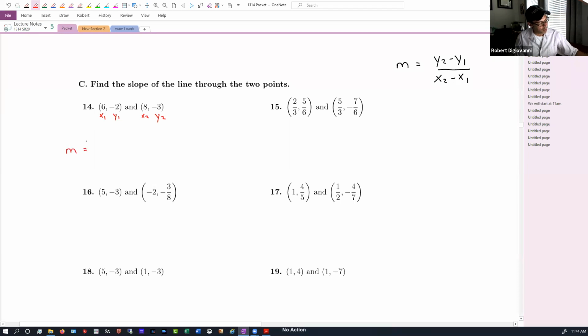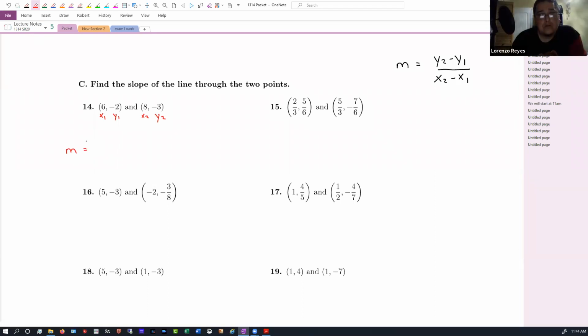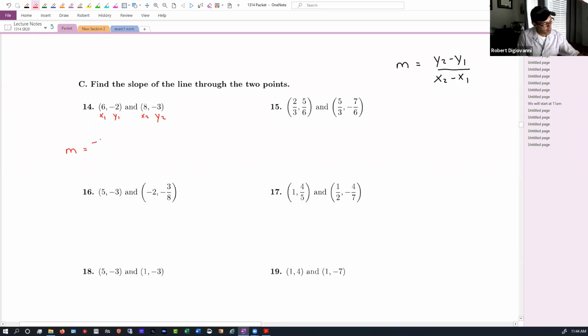The slope should be, what's y2? Y2 is -3. And then I'm going to subtract from that what? -2. This -2, right? That's y1. So I'm subtracting a negative. Be real careful there. And then I'm going to do x2 minus x1. So x2 is 8, and subtract from that x1, which is 6. Is that clear to everyone?